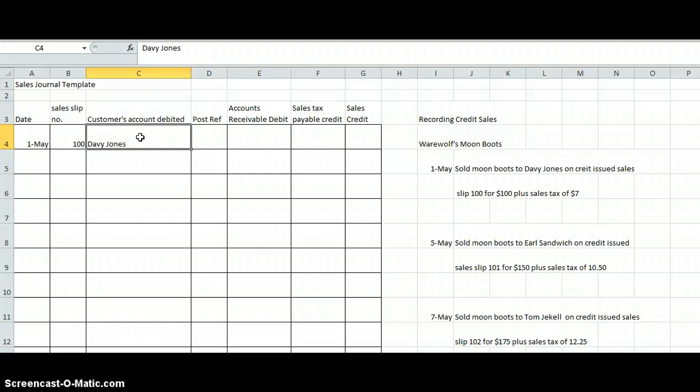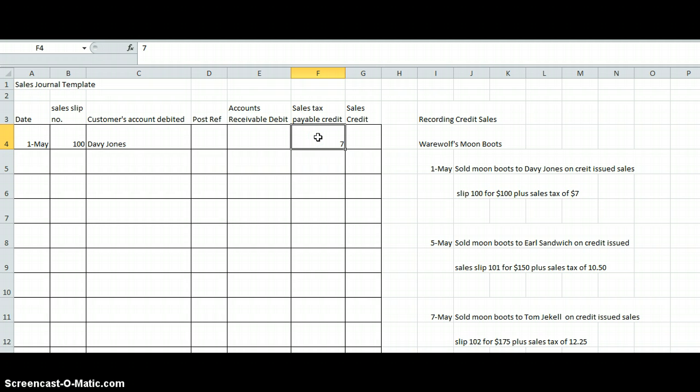But in the past, in Accounting 1, we've just been kind of writing down accounts receivable and not keeping track of who owes us money. But now we're going to move forward and be a little bit more precise and tell us who. We're not posting right now, so we shouldn't have anything for the post reference column. I'm going to skip past my accounts receivable debit for a second and go to sales tax payable. You can see that sales tax is $7. So I'm going to put in the sales tax payable is $7.